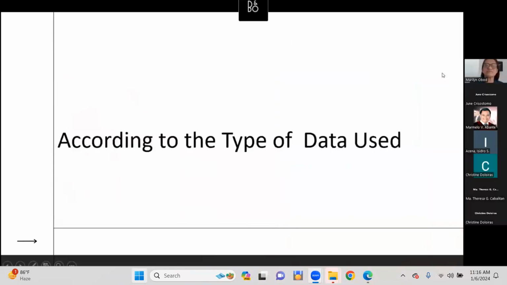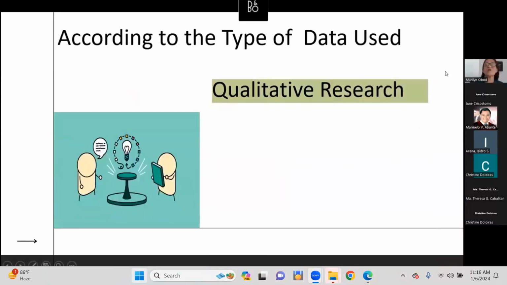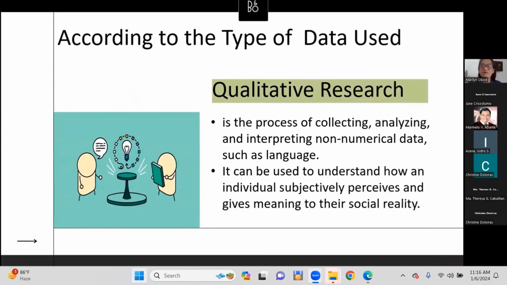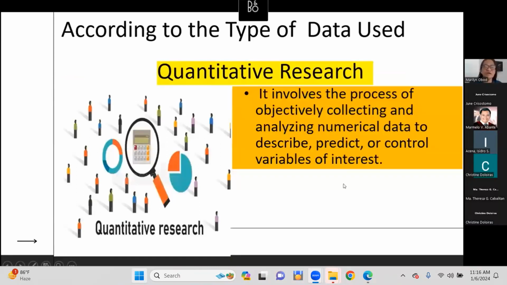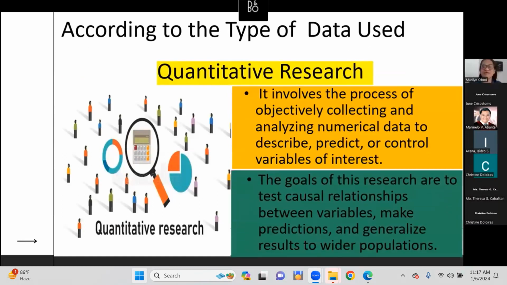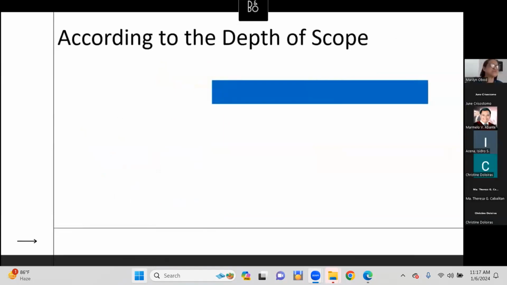Similarities and differences. Okay, according to data use, yun yung sinasabi kanina. It's either qualitative, using non-numerical data, or you use words, and the other one is quantitative, you use data, numbers, analyzing numerical data. Okay, yan. But meron diyang, mamaya ipapakita ko sa inyo, between qualitative and quantitative, may mixed method tayo.